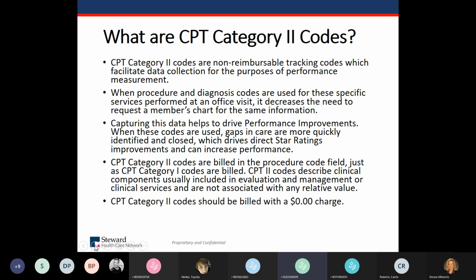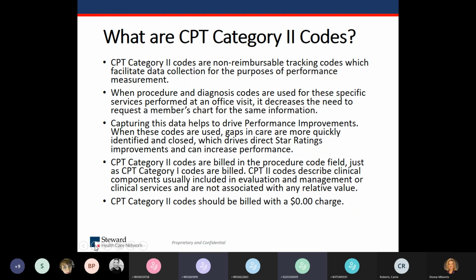Additionally, capturing this data helps us to drive our performance improvement. This is where we partner with you through the ACO within your practice to help you drive gap closure and to ensure that your patients are getting the care that they need. It directly drives star ratings. And we use this information to help us determine interventions and eventually subsequent increased performance.